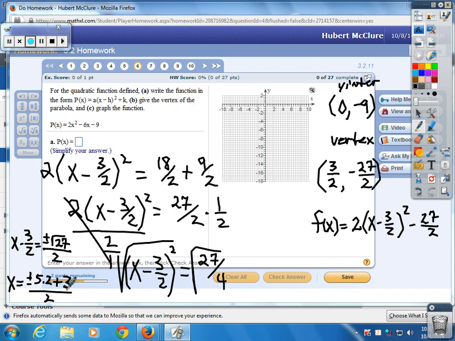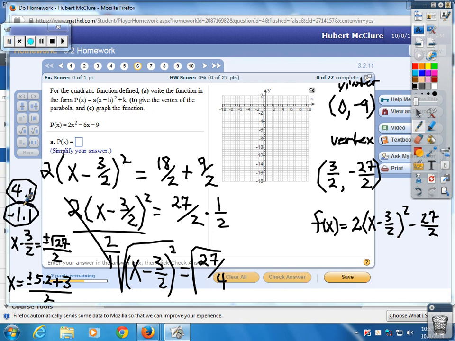What's 5 plus 3? 6 and 8. You want to use your fingers? I play football. 5 plus 3 is 8. 8.2 divided by 2 is 4.1. So that's one x-intercept. Negative 5.2 plus 3 is negative 2.2, divided by 2 is negative 1.1.